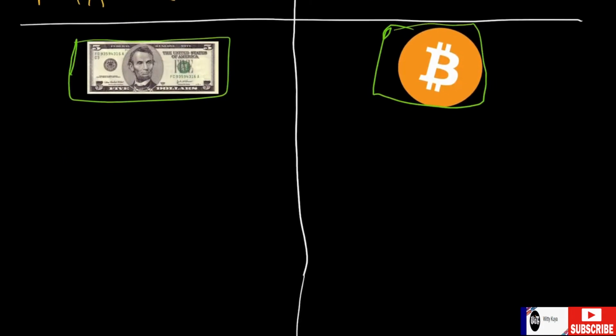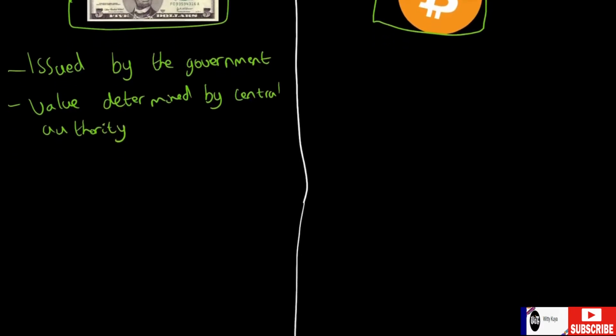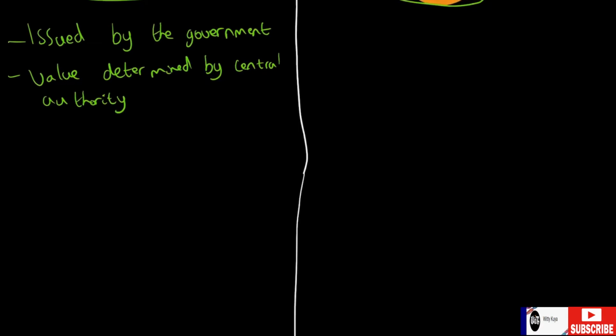I think one of the biggest ones is that it is issued by the government. So the government determines its value. The government determines when they're going to issue more. Issuing more generally leads to deflation in the short term. So also, value is determined by central authority or government. They're essentially the same thing in this scenario. Central authority could be something other than the government, usually is not.